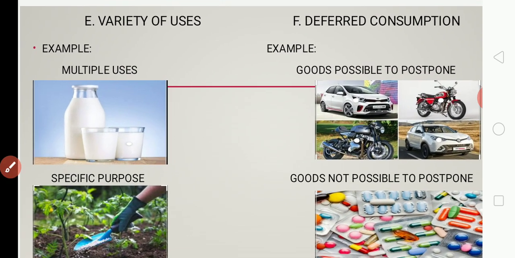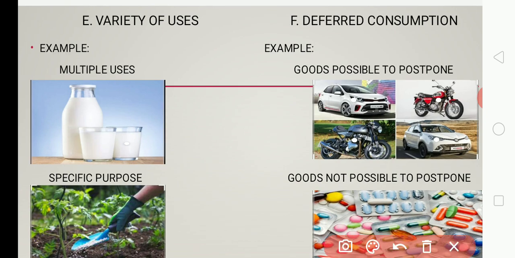Next we will see variety of uses. If a good has a variety, meaning multiple uses. For example, I have given here milk. So milk has multiple uses. Out of milk what all can we do? We can drink milk, or we can take butter or ghee or buttermilk, we can make sweets. We can make cake, so many things we can make out of milk. It has multiple uses.